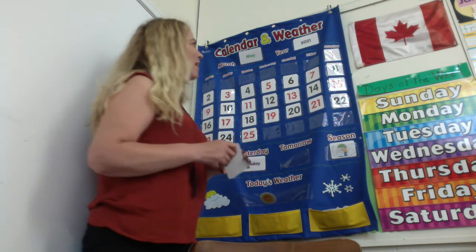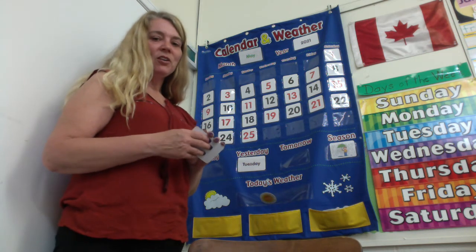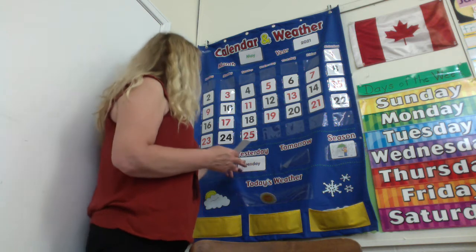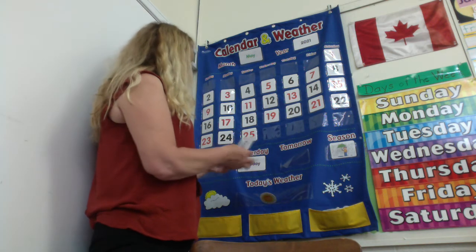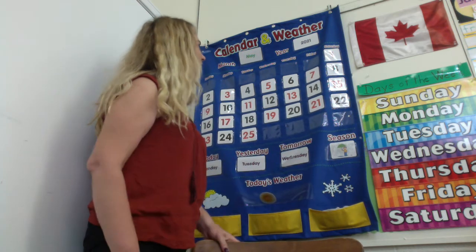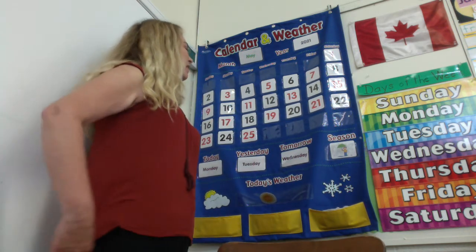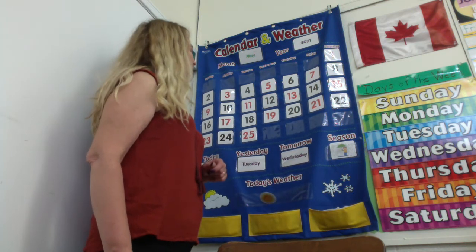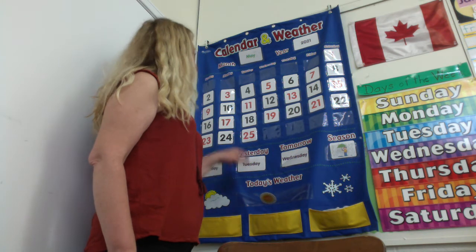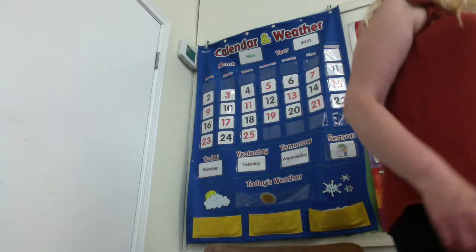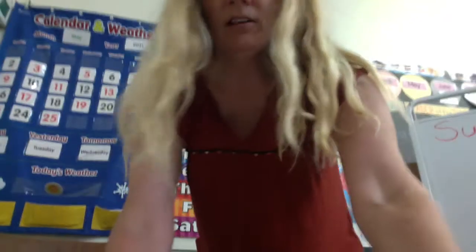After we're done our calendar, we'll do the months of the year song so we can review the months. So today is Tuesday, yesterday was Monday, and tomorrow will be Wednesday. We had a lovely weekend with sunny weather, and it is Tuesday, May the 25th, 2021. So let's take a minute to practice those months of the year.